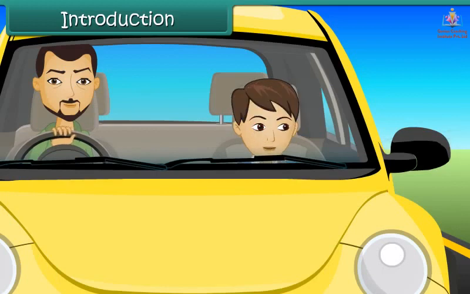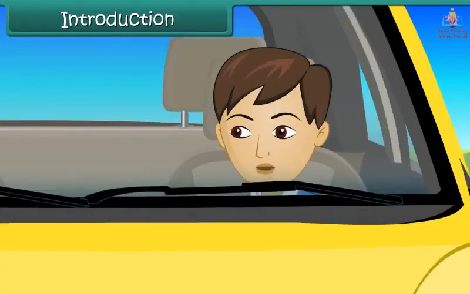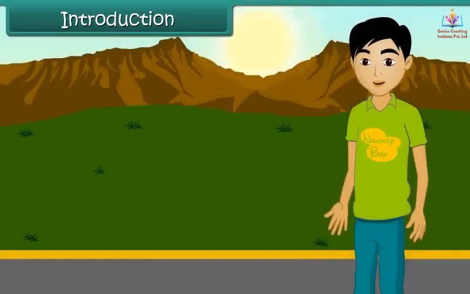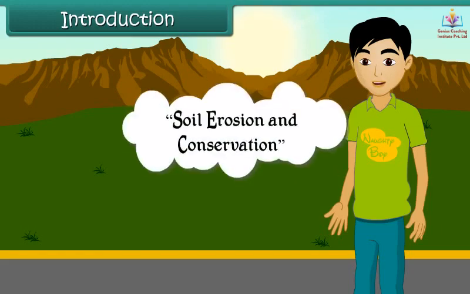Then how does the land become infertile? Due to soil erosion, my son. Soil erosion? What is that, Dad? Children, soil erosion is one of the major environmental problems in today's world. Come along to know more about it in this lesson. Soil erosion and conservation.